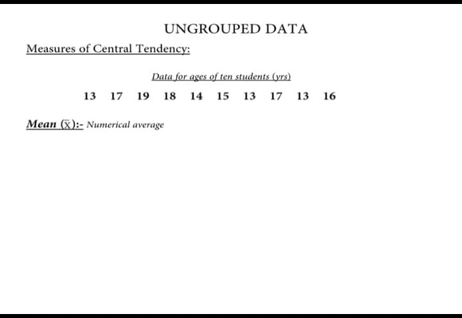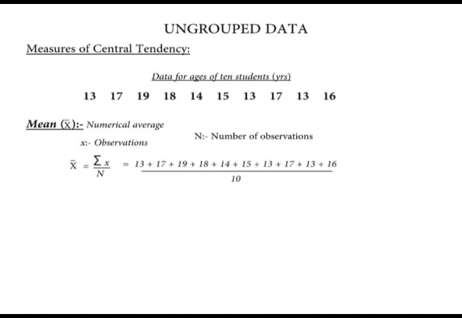Mean, symbolized by X bar, is the numerical average. X represents individual observations. N is the number of observations. In this case, N is 10. Mean is equal to the summation of X over N. That is 13 plus 17 plus 19 plus 18 plus 14 plus 15 plus 13 plus 17 plus 13 plus 16 over 10. That gives us 155 over 10, and that is equal to 15.5. So the mean age is 15.5 years.